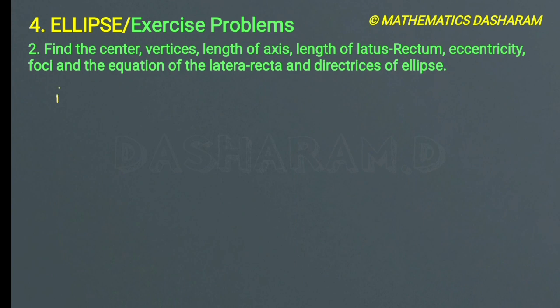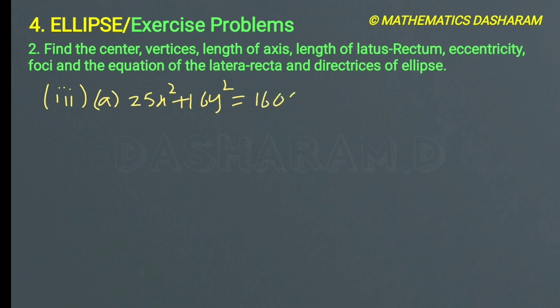Next, third question. In this we have two problems. The problem number A, that is 25x square plus 16y square equals 1600. Let's convert into standard form. So divide LHS and RHS with 1600.